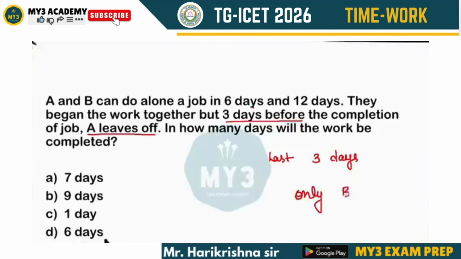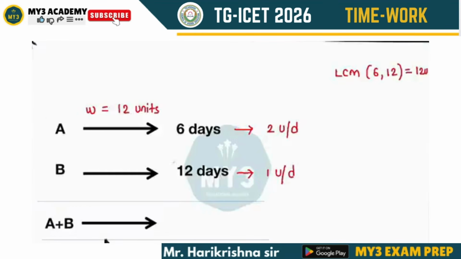Remaining days, A and B are working together. So if in the last 3 days only B is working, B is capable of finishing how many units? 1 unit in every 1 day. If he works for 3 days, then how many units will be completed? 3 units. So out of 12 units of work, 3 units of work is completed.